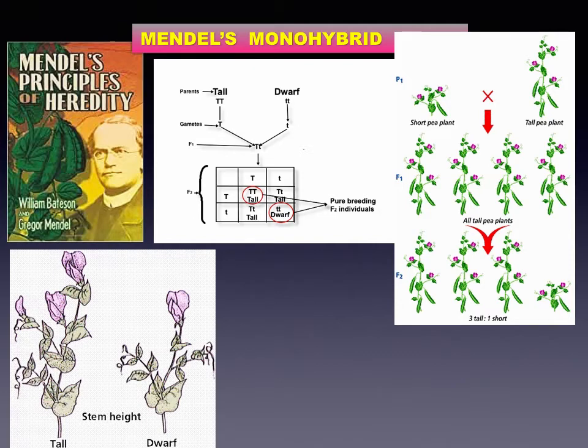Now, the genotype of the P1 tall plant is double G, as you can see, and it produces only one type of gamete. The genotype of F1 tall plants is heterozygous and it produces two types of gametes. Thus, we can say that in case of tall plants of F1 and P1 generation, though they show similar phenotype, the genotypes are different.